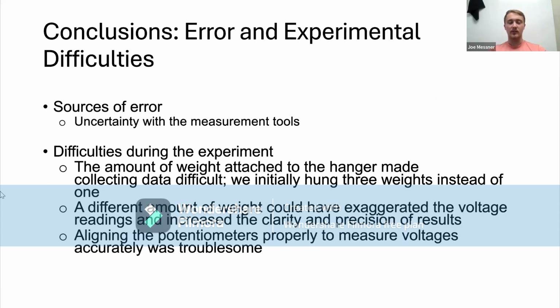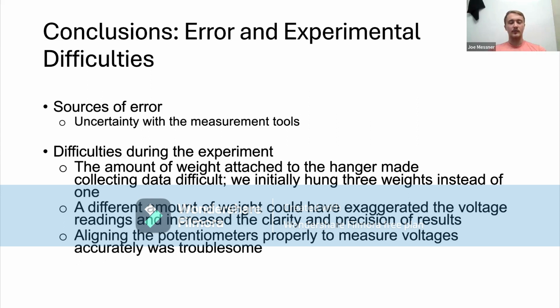So for some of our errors and experimental difficulties, sources of error, we were having trouble with the linear potentiometers. They were giving us weird readings, and we had to move them around a lot to get it where it wasn't just bottoming out. And there were difficulties during the experiment.